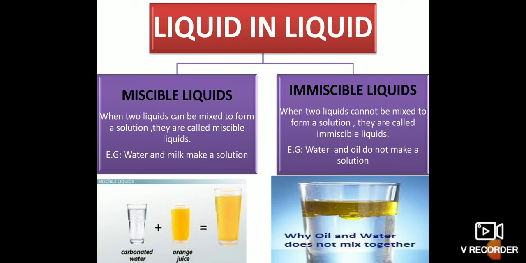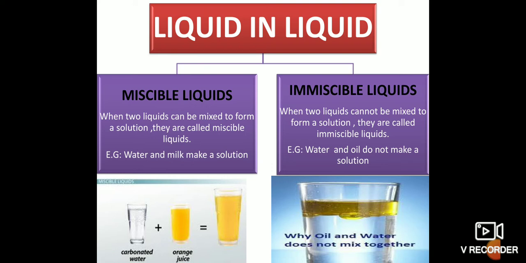When two liquids cannot be mixed to form a solution, they are called immiscible liquids. That is, when you take two liquids and mix them, but they do not mix completely, you can see the difference. You can see first liquid and second liquid, then it is called immiscible liquids. Example is very common. You can try this example of miscible and immiscible liquids at home also.